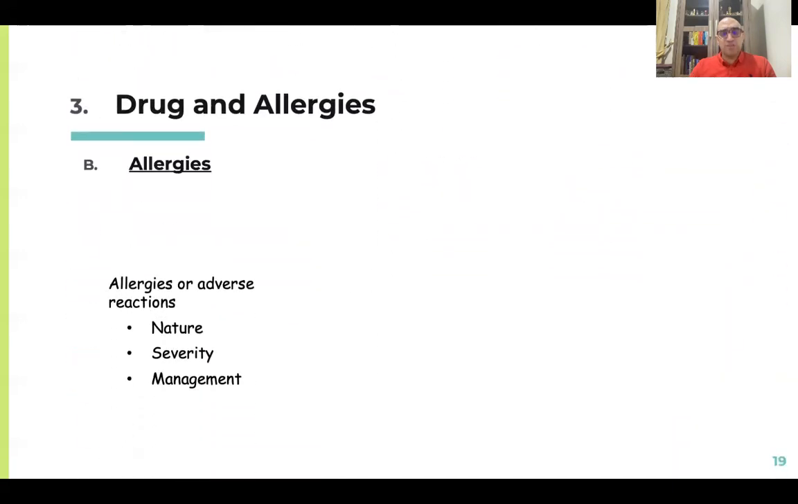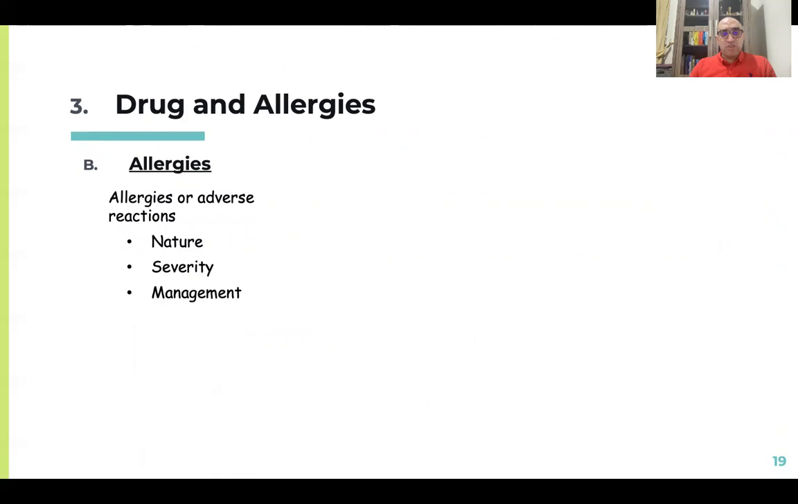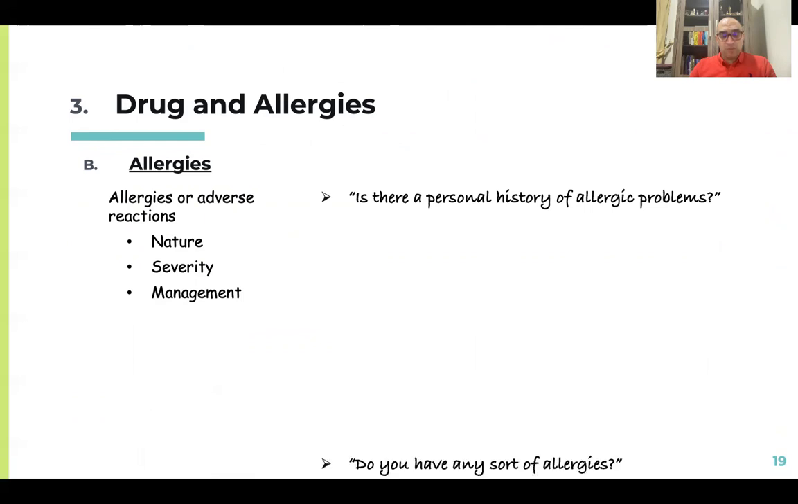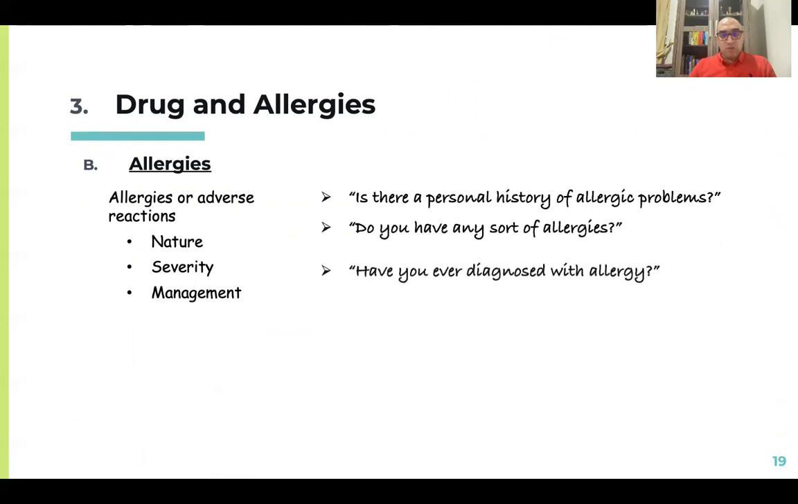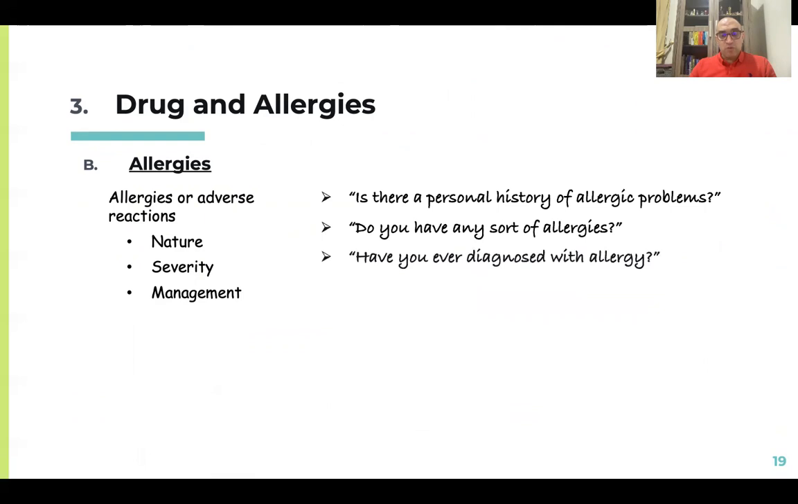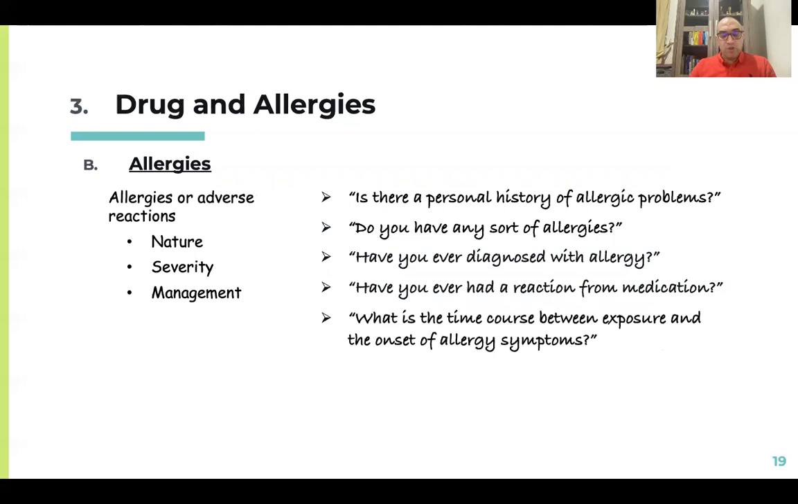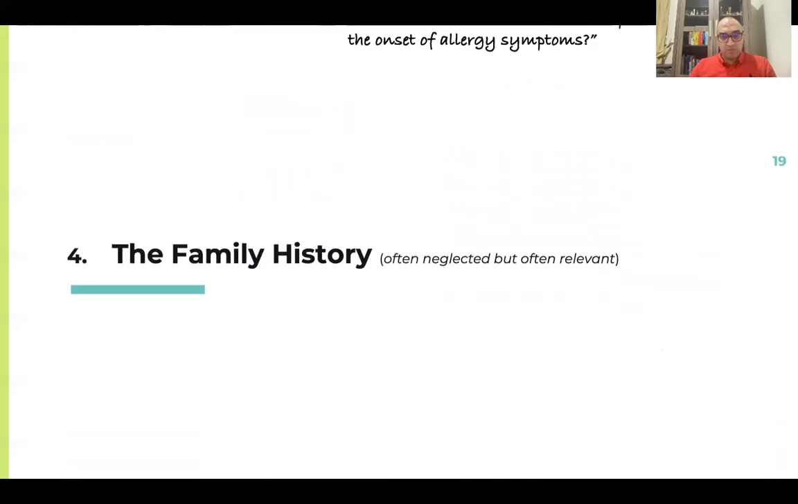Also ask about allergies. Ask about nature, severity, and what management was given for these allergies. Is there a personal history of allergic problems? Do you have any sort of allergies? Have you ever been diagnosed with allergy? Have you ever had a reaction from medications? What is the time course between exposure and onset of allergy symptoms?